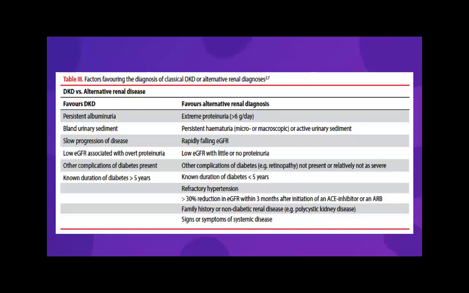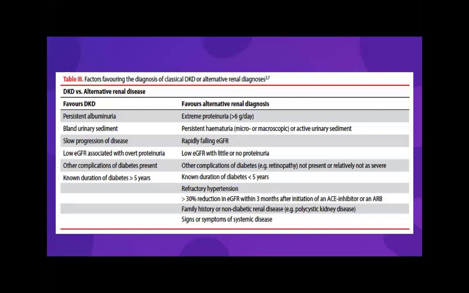So here is a table from SAMHSA 2017, which shows some of the features that you can look out for that might favor a diagnosis of diabetic kidney disease versus alternative renal diagnosis. Some of the things that might point you to diabetic kidney disease are persistent albuminuria, bland urinary sediments, and slow progression of disease, kind of like we saw in this patient where the eGFR stays similar but slowly decreases. Other complications of diabetes present, so you should be screening the patient for retinopathy, peripheral vascular disease, and peripheral neuropathy. And also having a known duration of diabetes more than 5 years increases that chance.